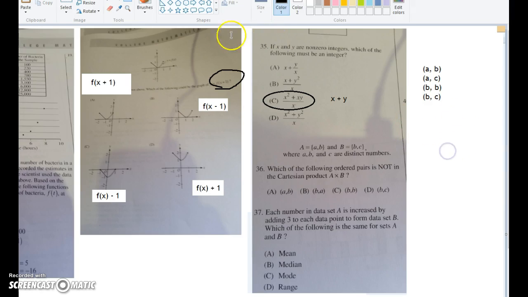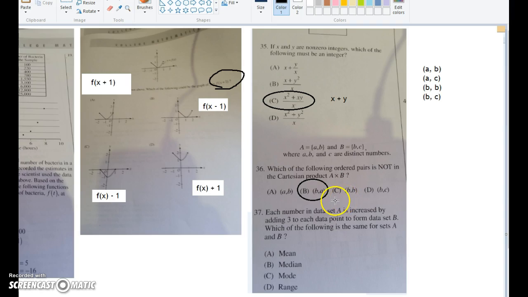So now that we have all the possible answers, we can check. Well, A comma B is there. B comma A looks like the one that's not there. And we can check the rest of them. B comma B, yep, it's there. And B comma C, yep, it's there. So I guess it's good that I remember my Cartesian products, and I guess it's good that you asked me this question.